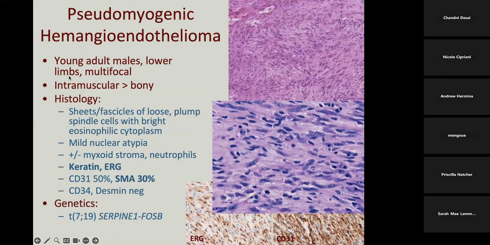Another HE, pseudomyogenic HE, is interesting because it kind of looks fibroblastic, myofibroblastic, or myoid, and it in fact stains with smooth muscle actins as well as CD31, as well as keratins and ERG. So kind of this hybrid vascular, epithelioid, and myoid immunoprofile. These are related to FOSB gene rearrangements. Very rare, but think about it if you have a weird co-expressing tumor.